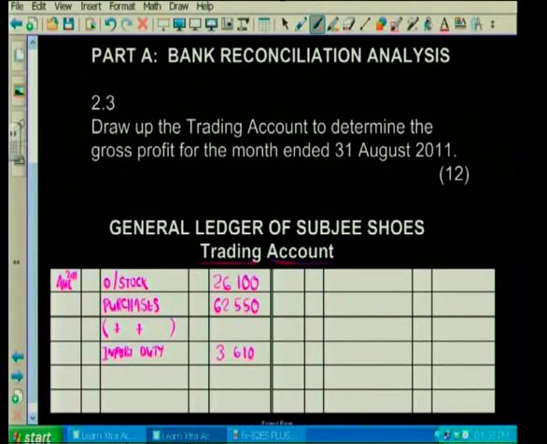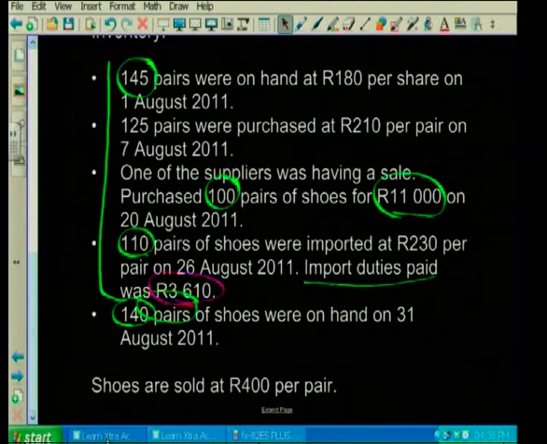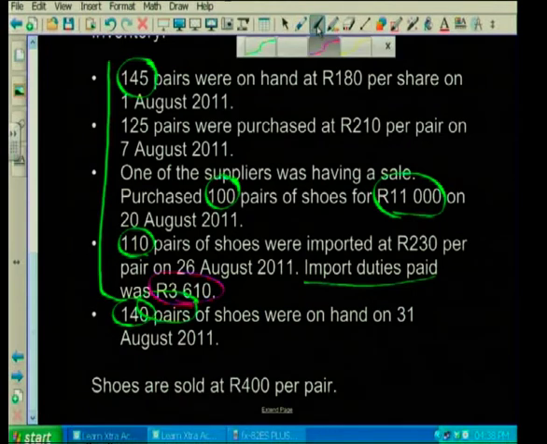Then the next thing that we do is we put in our sales figure. Remember, in our sales, what did we have for sales? We were told, let's go back to the information. Shoes are sold at 400 Rand per pair.